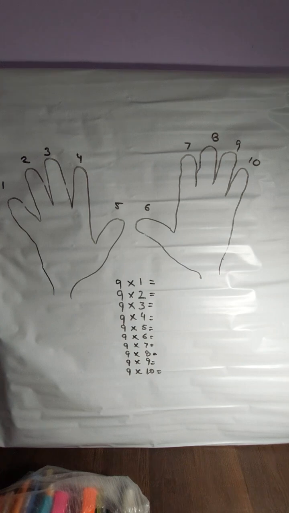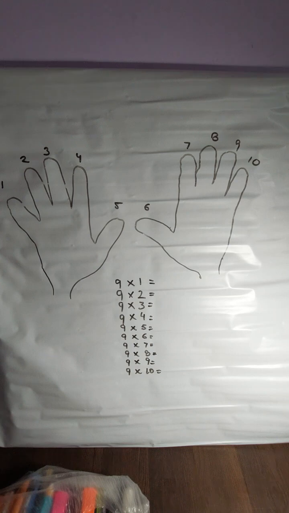So we all learn the 9 table like 9 times 1 is 9, 9 times 2 is 18, 9 times 3 is 27, like that. But it is very difficult to memorize it. So this is a very easy trick which everybody should learn.